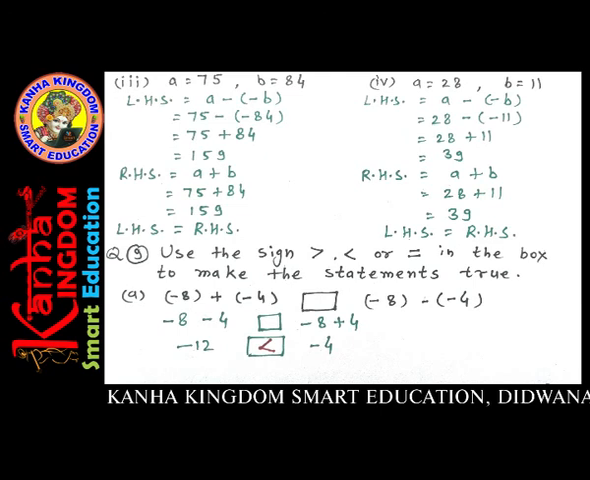Use the sign greater than, less than or equal to in the box to make the statement true. We use this sign in comparison of digits. First question, -8 plus -4.